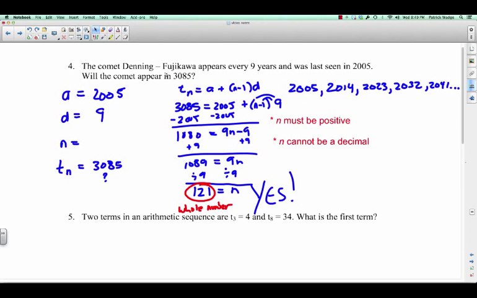So when you're wondering if a number is or is not a term, is 3085 a term or not? Figure out N. If you get a whole number, it is. If you get a decimal, it's not.